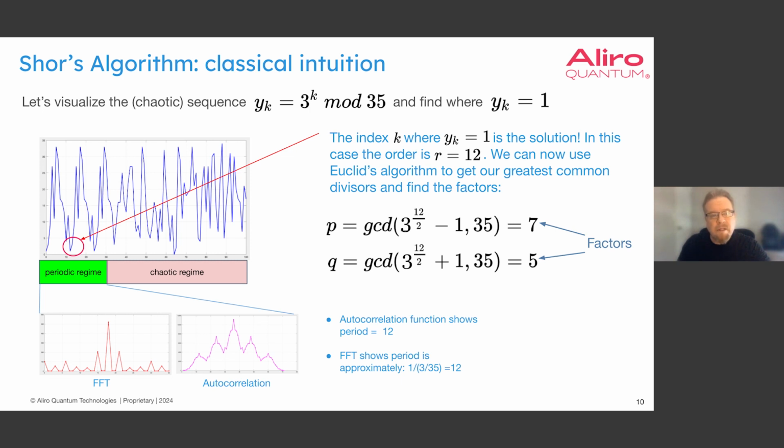In this particular case, we have a periodic regime, so we can compute FFTs and autocorrelation functions. All these verify a period here. Now, in general, we don't necessarily have any guarantee of any particular structure here. We just need to find this one value associated with the red circle. So once we find that r, we can plug it back into our formulas, and we can compute our greatest common divisors, and we get the factors 7 and 5.